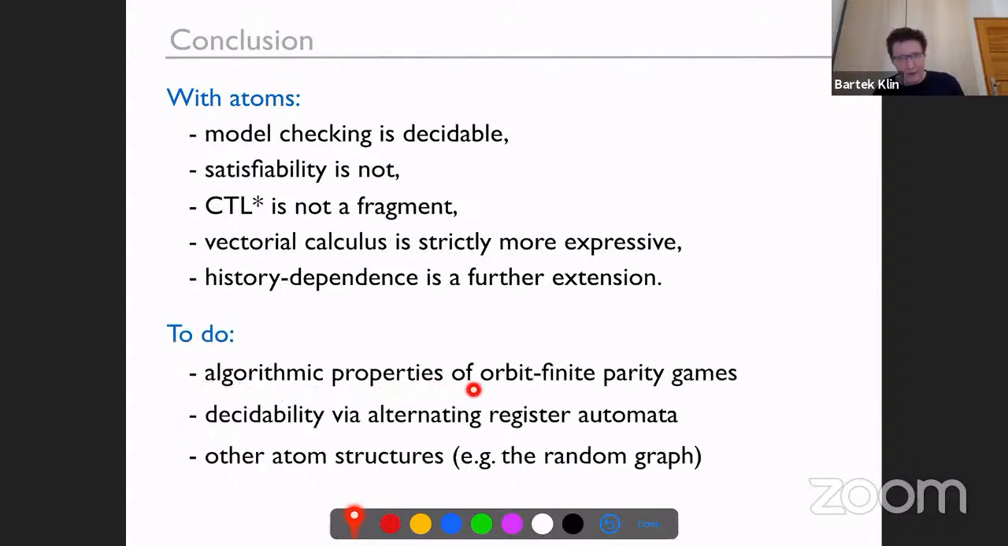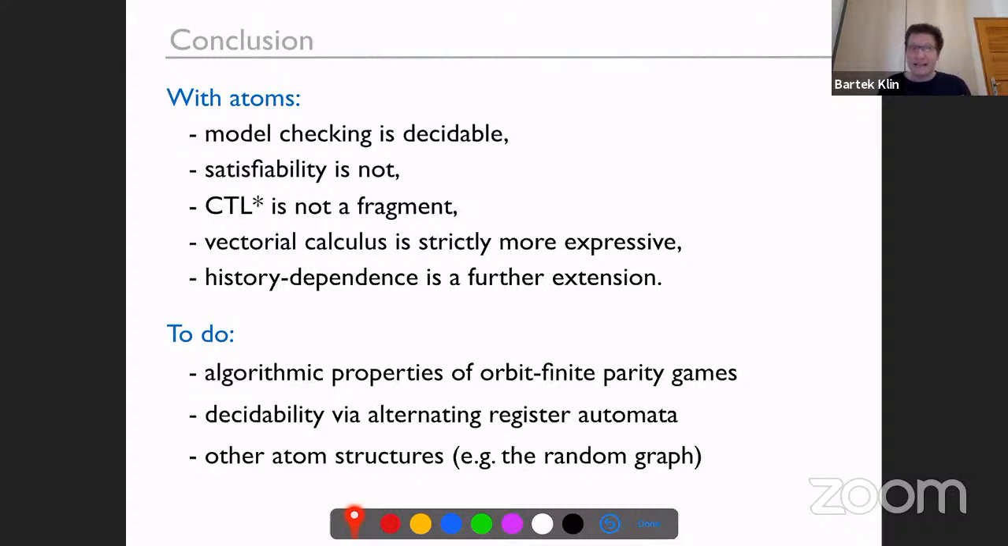Well, we don't know very much about orbit finite parity games. There is a standard correspondence of mu formulas with parity games, and it holds in the orbit finite setting. So there is a notion of an orbit finite parity game, and the correspondence is okay, but we don't know anything about the algorithmic properties of these orbit finite parity games.